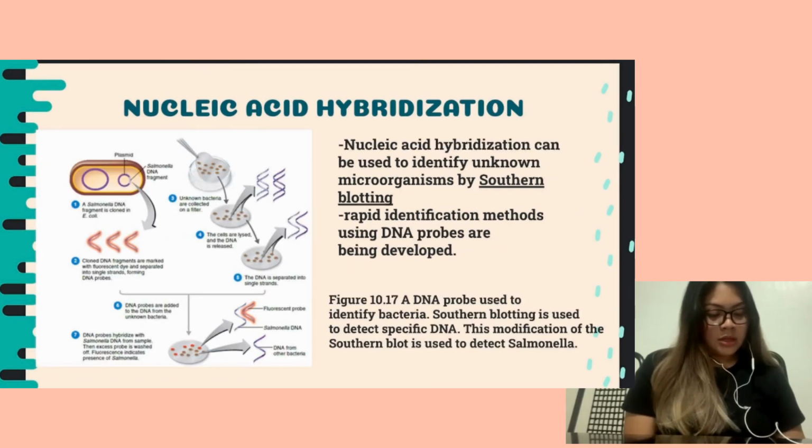Next, nucleic acid hybridization can be used to identify a known microorganism by Southern blotting. Rapid identification methods using DNA probes are being developed. See in the figure, a DNA probe used to identify bacteria. Southern blotting is used to detect specific DNA. This modification of the Southern blot is used to detect Salmonella.